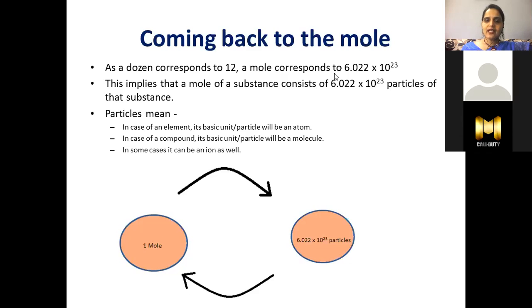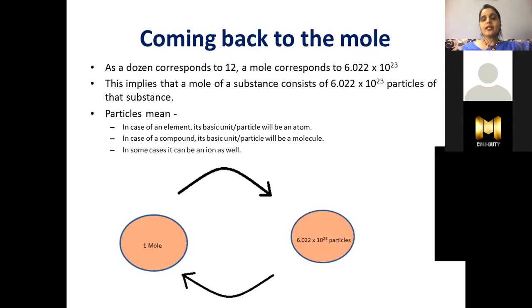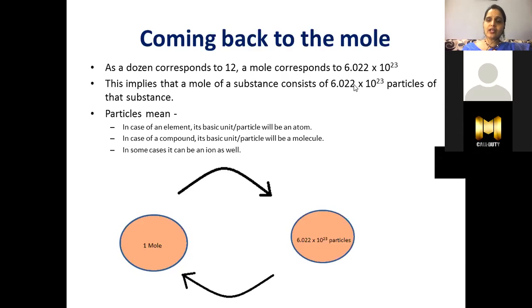So whenever we have an element, its basic building block is an atom. And if we have a compound, then the basic building block is a molecule. So this understanding is very much required.